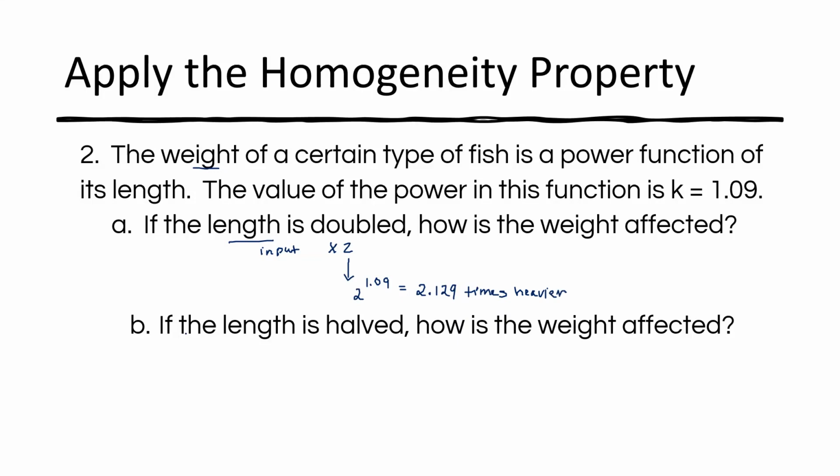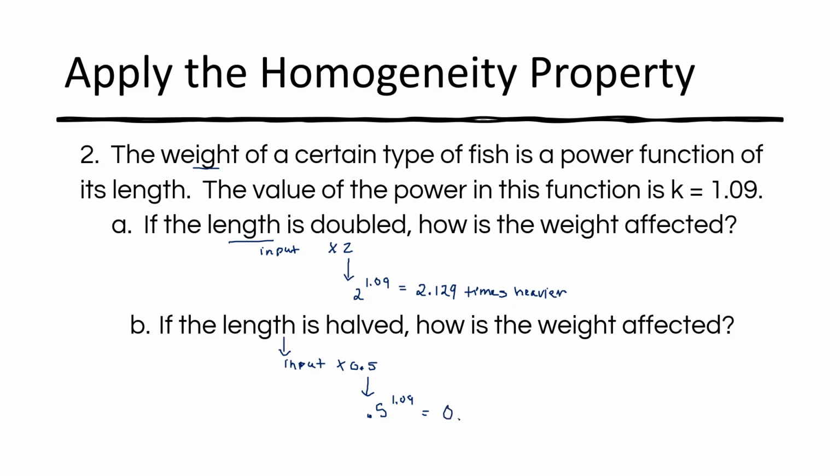All right, so the next one tells me if the length is halved. Okay, so the length is the input. So we're taking the input halved would be times 0.5. So that factor for the input is 0.5, and the exponent for the function is 1.09. And so I do that on my calculator, 0.5 to the 1.09, and I get 0.46. Oh, the 9 rounds up. Let's just go with 0.47.